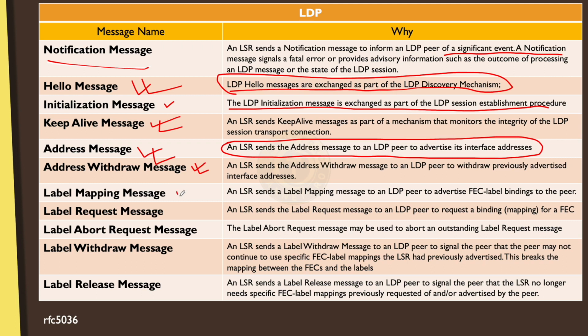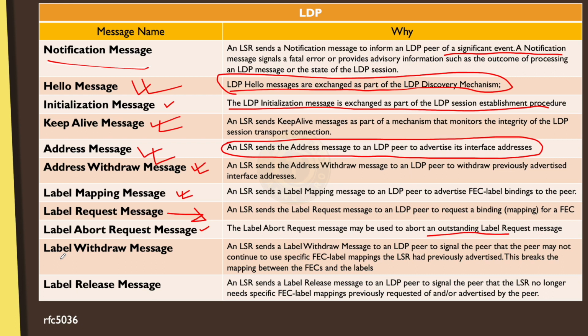And label mapping message, as I said: one label request goes, and against that request it sends a label mapping message. The other way, in unsolicited, there is no request, it only sends the label mapping message. And we mostly use downstream unsolicited in Cisco routers. There is no demand, there is no request, it sends only the label assignment, right? And the abort message is also important. If any label request is outstanding, it will abort, very simple.